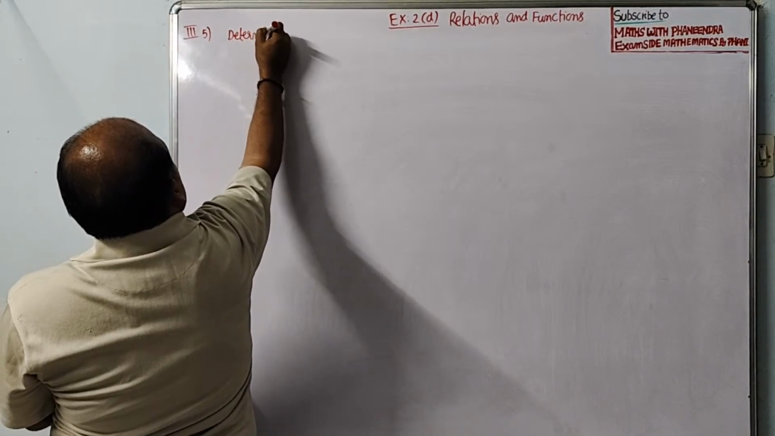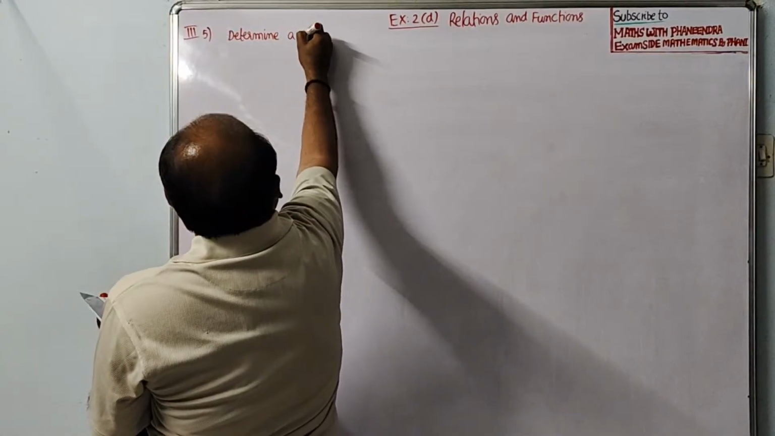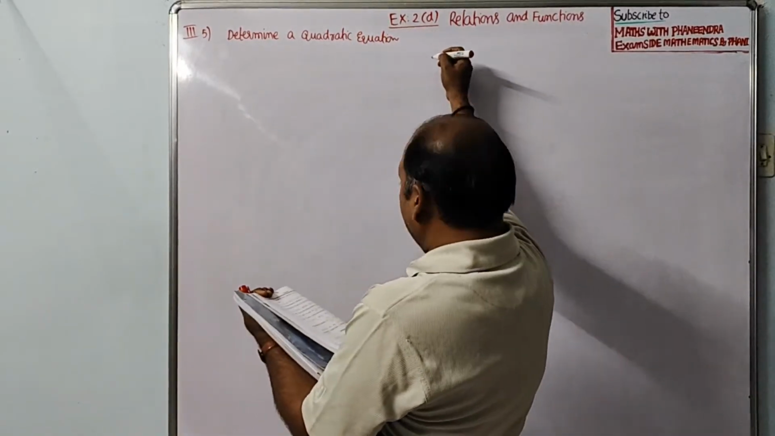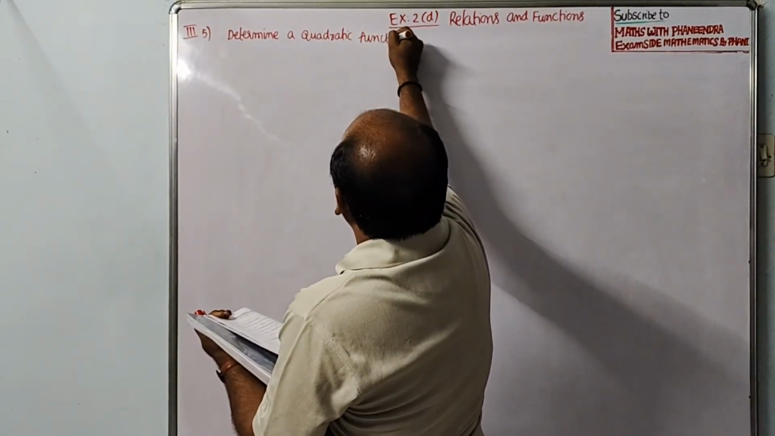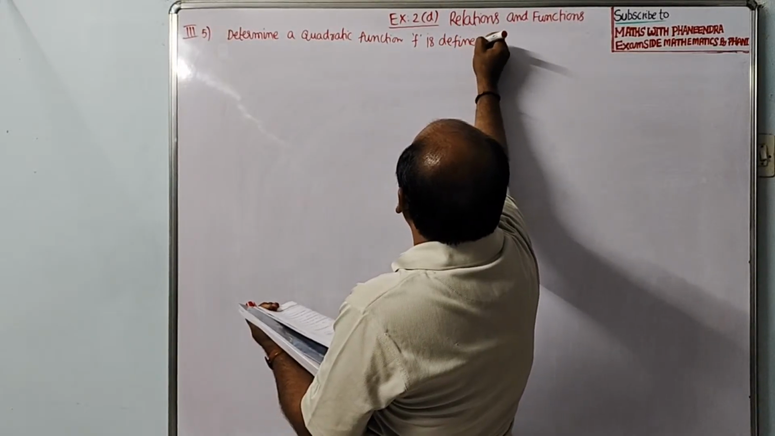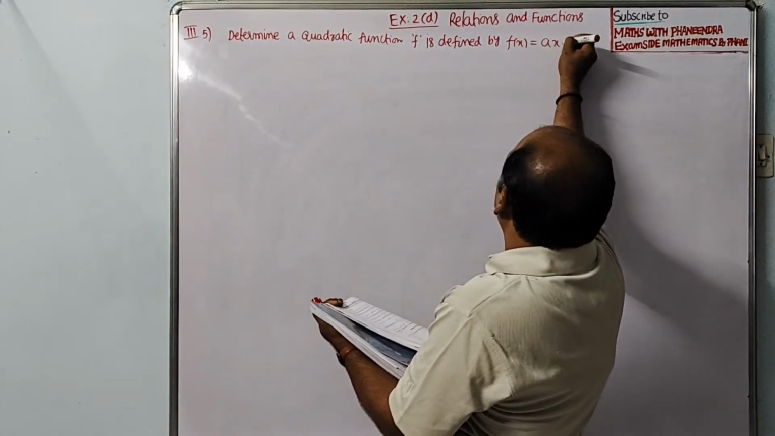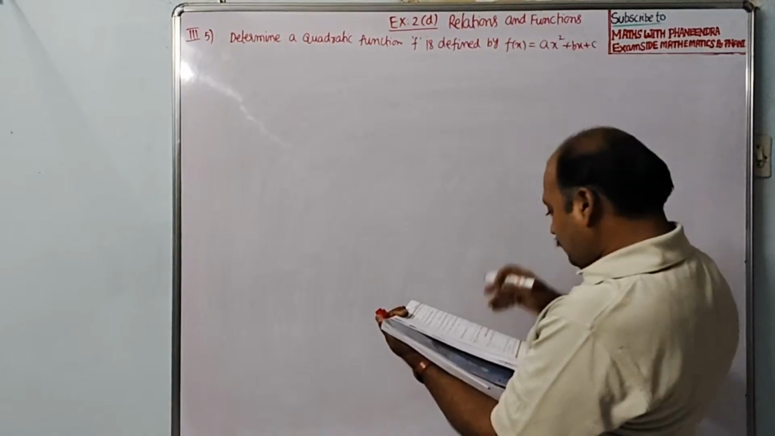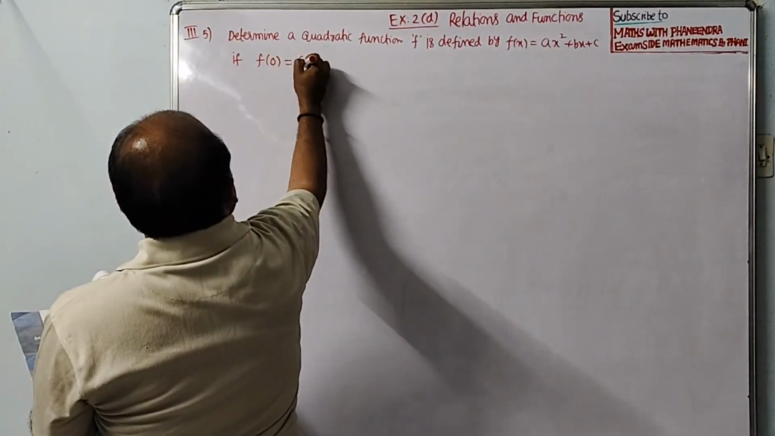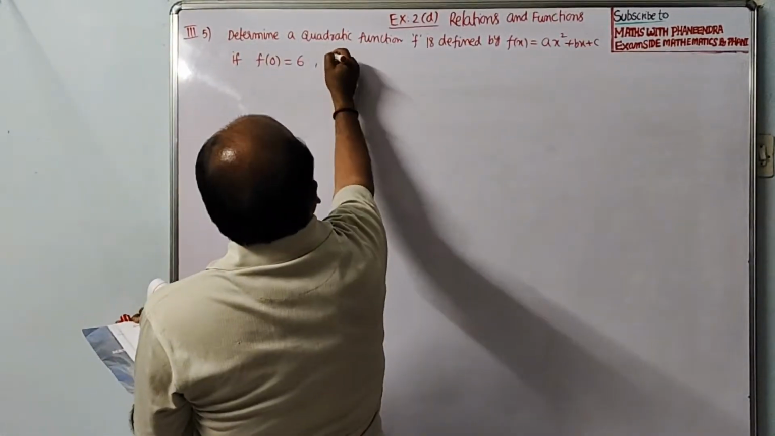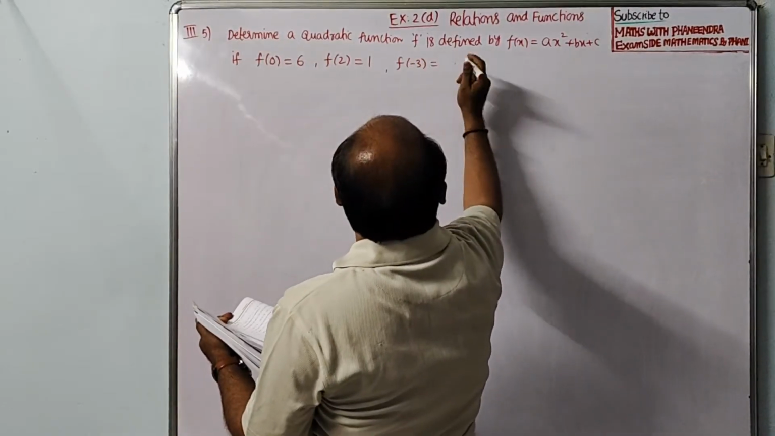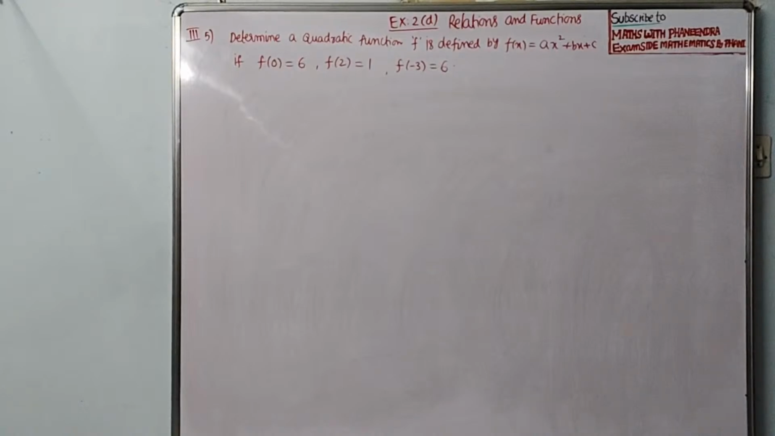Determine a quadratic function f defined by f of x equal to ax square plus bx plus c, if f of 0 equal to 6, f of 2 equal to 1, f of minus 3 equal to 6. So this is the question.